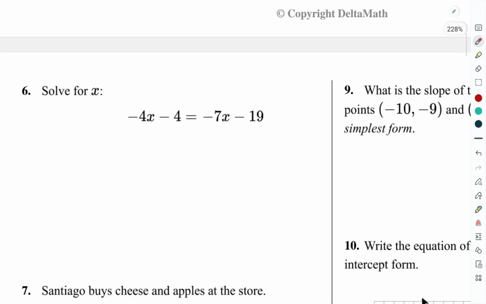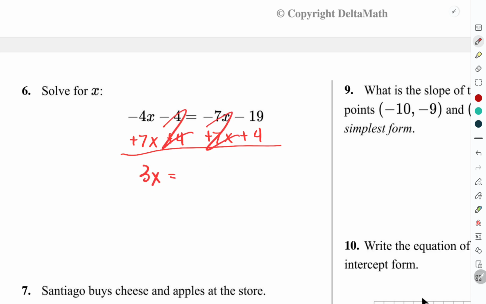Solving an equation with variables on both sides. So I'm going to take my x terms, I'm going to put them together over on the left side. And I'm going to take my constant terms and put them over on the right side. And then we're going to simplify. Negative 15. Divide by 3 on both sides. X equals negative 5.